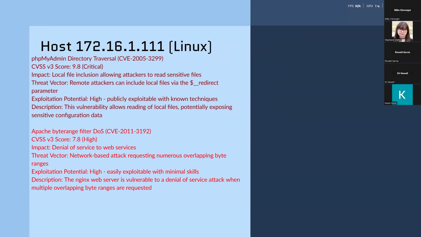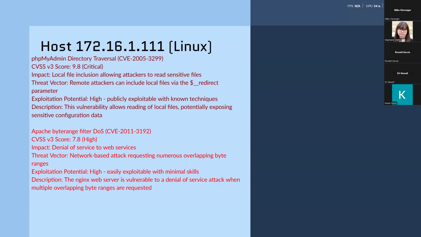Moving on, the next host was 172.16.1.111. This is a Linux box. The first vulnerability that we have listed here is a critical. It's the phpMyAdmin directory traversal, the CVSS score of 9.8. The impact is local file inclusion allowing attackers to read sensitive files.